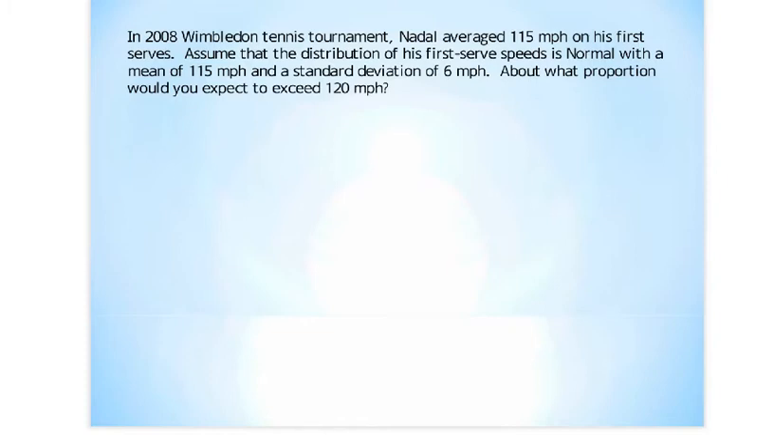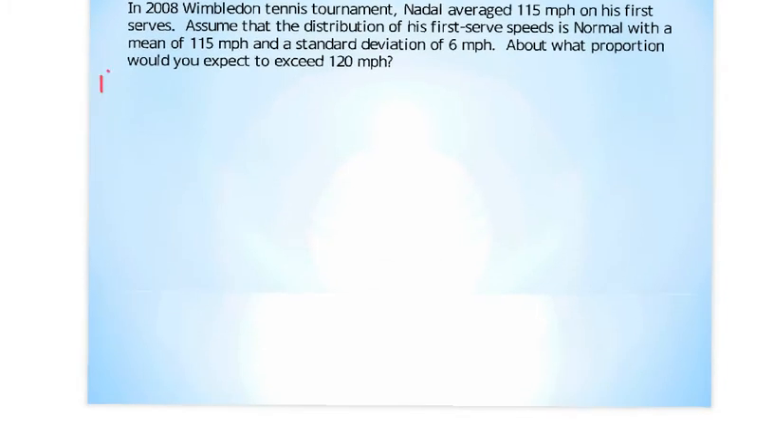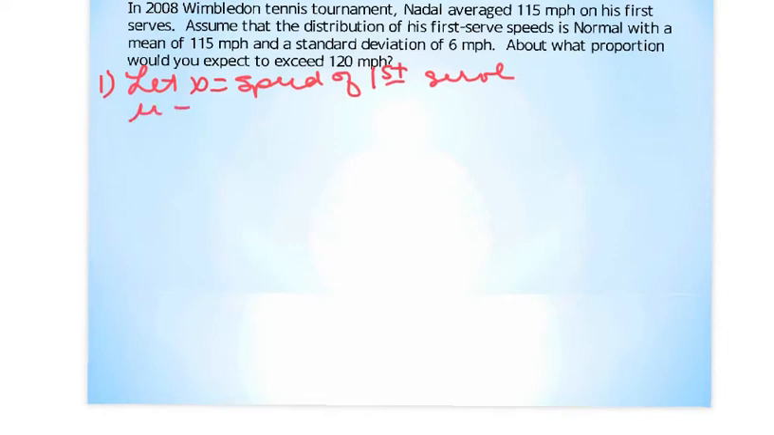Alright, so first we're going to state. First, let x equal speed of first serve, and it has a normal distribution with a mu of 115 and standard deviation of 6. The second part is to plan. I'm going to draw myself a picture. I want to know where x is greater than or equal to 120.